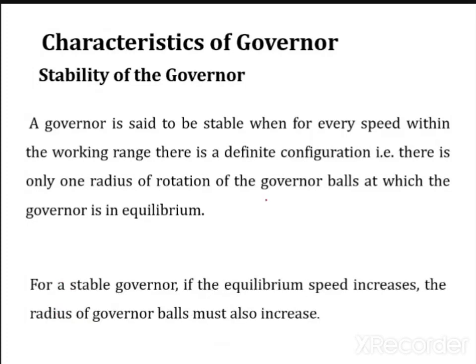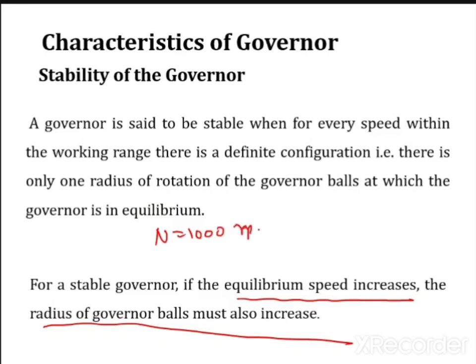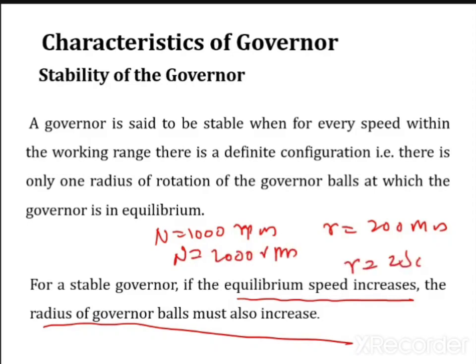Basically, if the equilibrium speed increases, the radius of the governor balls must also increase. For example, if n was equal to 1000 rpm, your r was constant, let us say 200 mm. Now n becomes 2000 rpm, and your r will become, let us say, 250 mm. If this is happening, you can say that the governor is stable.